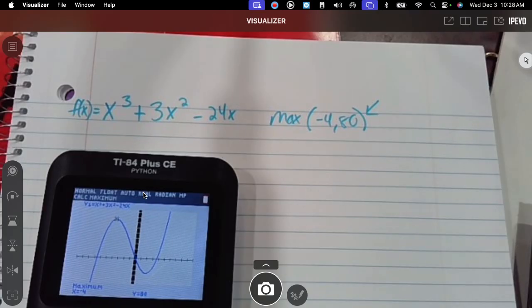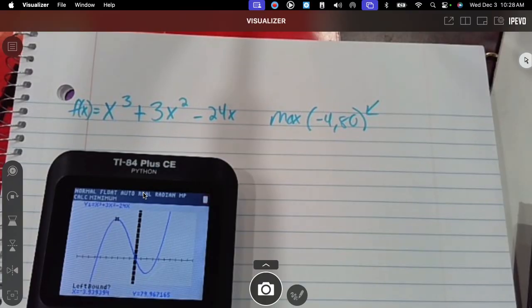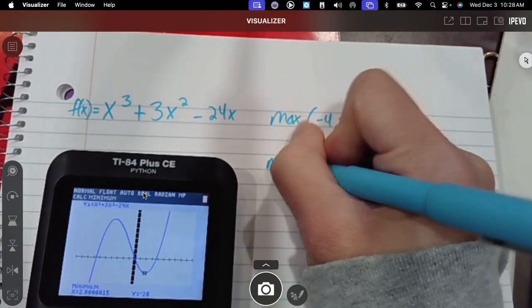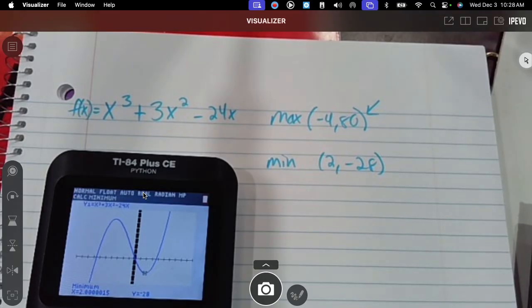Now what do we do to find the min? We press second trace, number 3, and we're going to come down here, and we're going to the left, to the right, back. And what's my min? It is negative 28. Yes, negative 28 would be my min. Is everybody good with that? We've done that before, right? We found a max and a min.